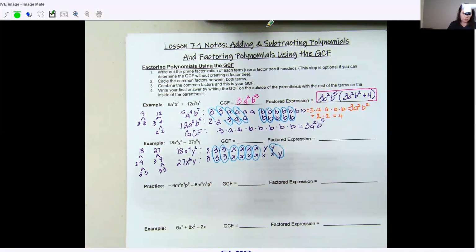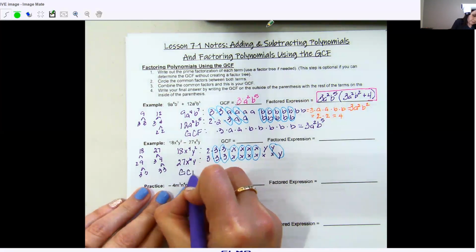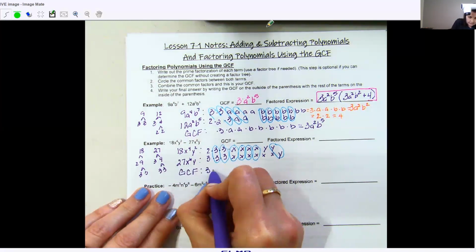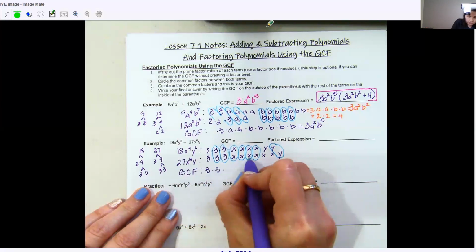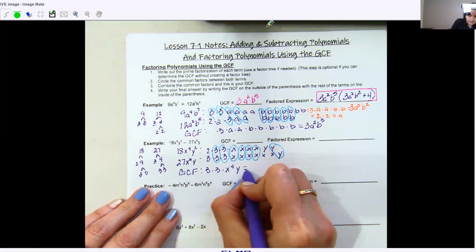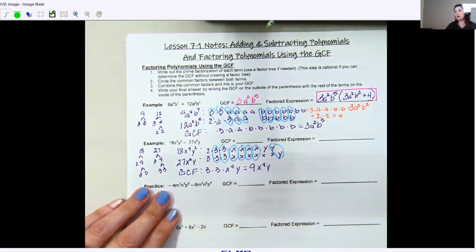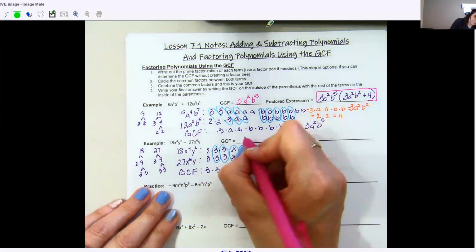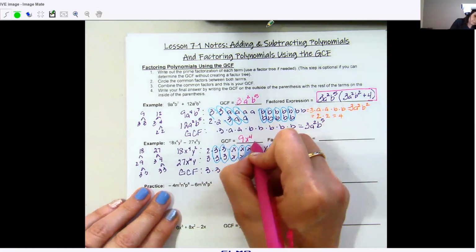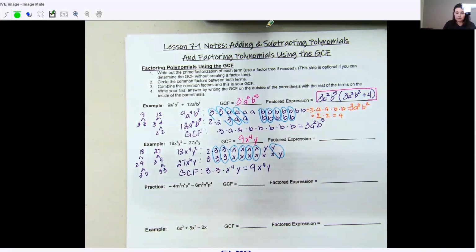Okay. So when I write my greatest common factor, I have 3 times 3 times 1, 2, 3, 4 x's. So that's x to the 4th and 1 y. That gives me 9x to the 4th y as my greatest common factor. Okay. So that's what I can factor out of those 2 terms.